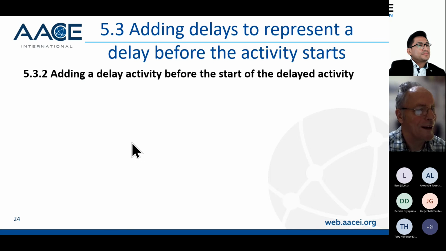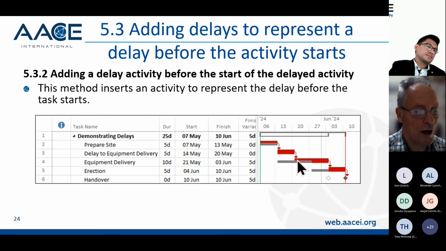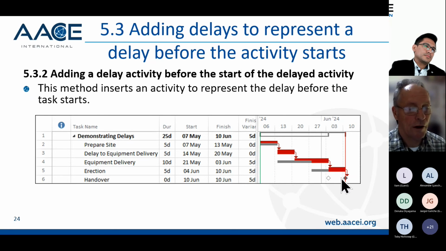The next one I want to talk about is adding a delay before the start of the delayed task. What I have here is a picture which shows some tasks, and I've added a delay before the equipment delivery task, and it shows a delay to handover of 5 days. So what I've done is I've added a task. It obviously won't have a baseline. It's got a value of 5 days. It's on the critical path, and it's impacted the end date.